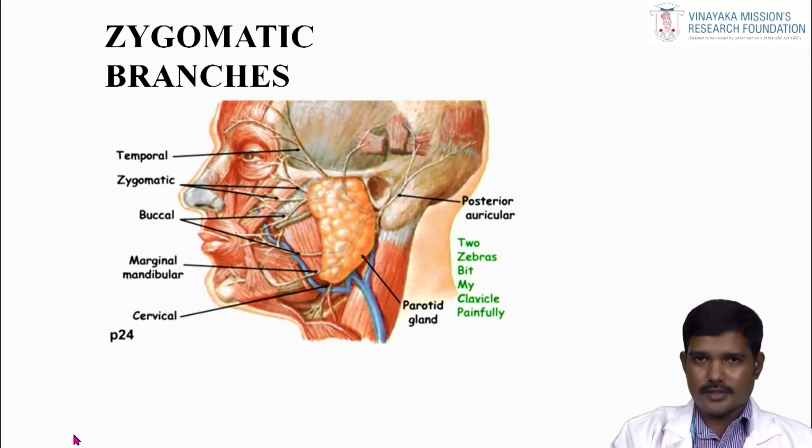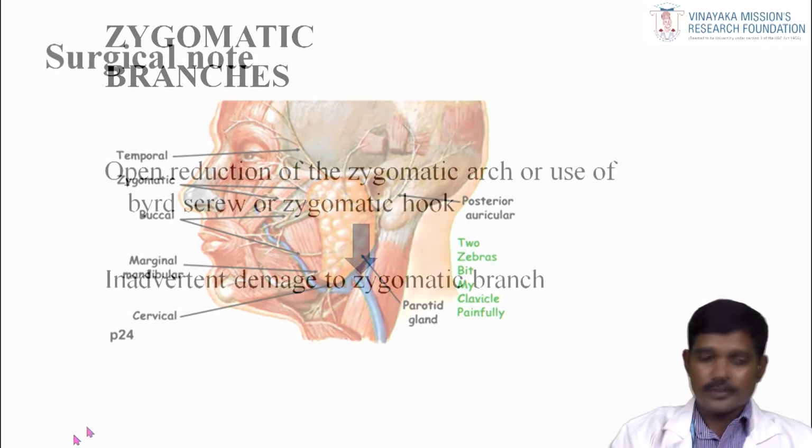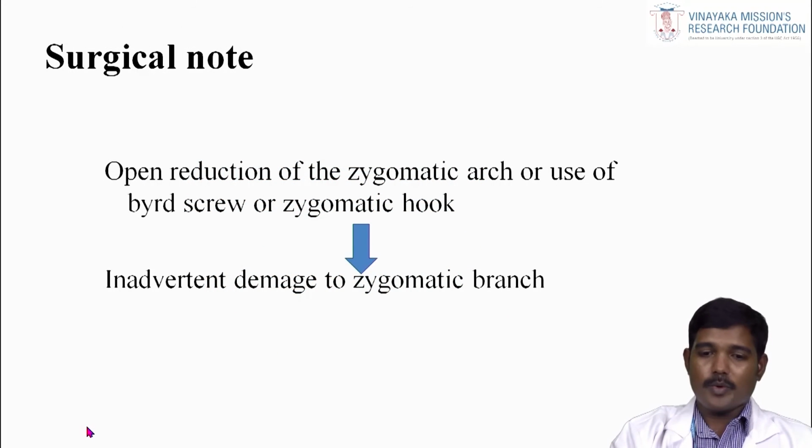Then the zygomatic branch. The zygomatic branch of the facial nerve runs along the zygomatic bone and innervates the orbicularis oculi muscle. Surgical note: while doing the open reduction of the zygomatic arch or any surgical procedure for zygomatic trauma or zygomatic arch fracture, use of Bayard screws or zygomatic hook may inadvertently damage the zygomatic branch of the facial nerve. So you must take care of the zygomatic branch while doing the surgical procedure.